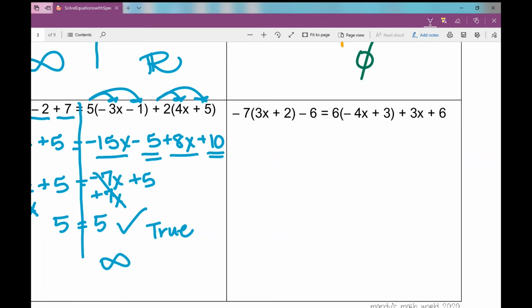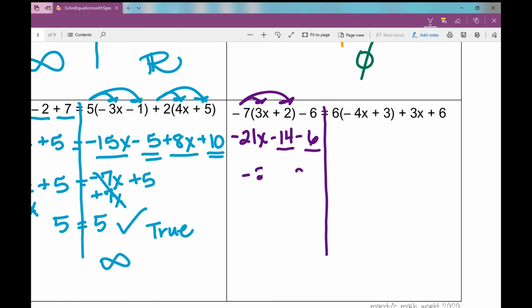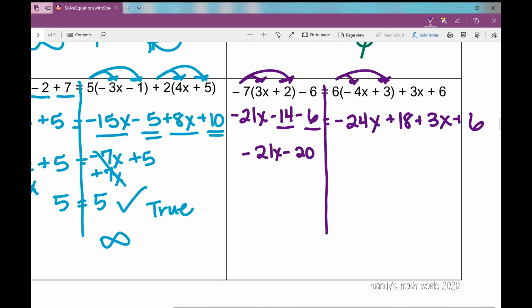So I'm going to draw a line down my equal sign, and I'm going to distribute this negative 7 into every term on the inside of the parentheses. I get negative 21x minus 14 minus 6. When I combine like terms here, I get negative 21x minus 20. So now let's do this on the right side. I'm going to distribute this 6 into every term, and I get negative 24x plus 18 plus 3x plus 6.